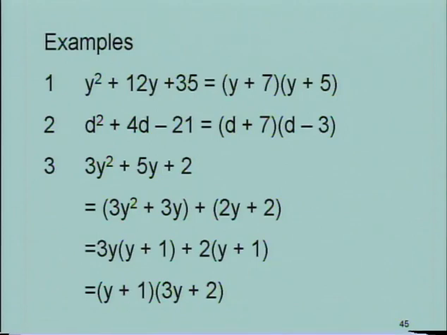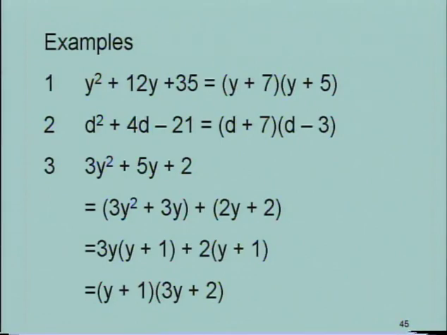So we group them, and we have two groups. We have 3y squared plus 3y as one group, and the second group as 2y plus 2. From the first group, 3y is common. And if we extract 3y as the common factor, we will have 3y into y plus 1. Plus, in the second pair, we have 2 as a common factor. And if we extract the common factor 2, we'll have y plus 1.